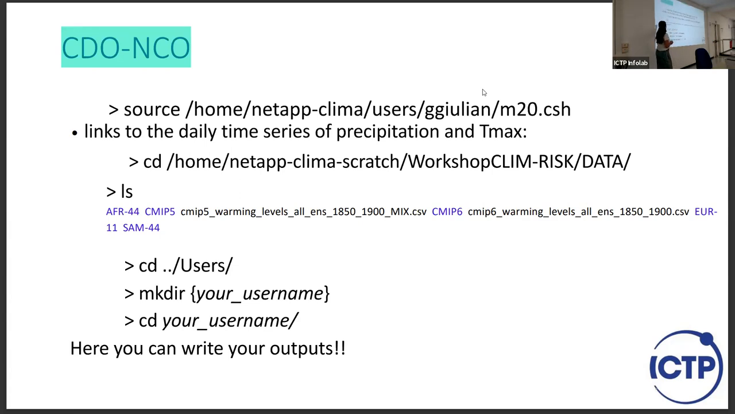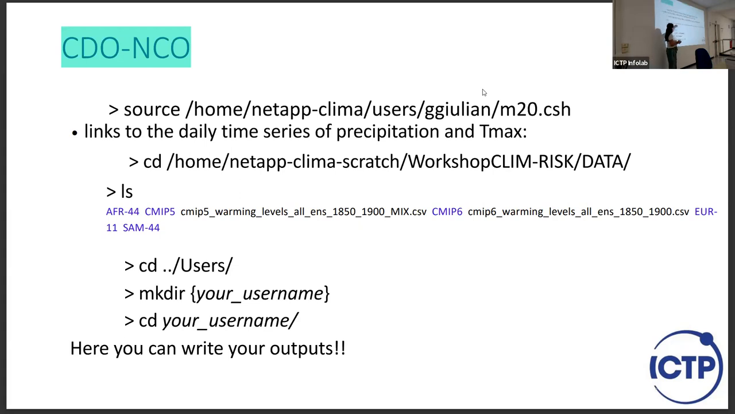If you want to access the data, we prepared a folder that is called Workshop Clean Grease. If you go to that directory, you will have a data folder and another folder called users. If you ls the data, you will find that inside we already provide, for this example, data from different sources. You will have a folder with 75 data, a folder with 76 data, and then you will have some CORDEX descriptions. For example, Africa 44, South America 44, and Europe 11. These are the CORDEX simulations at these different resolutions.